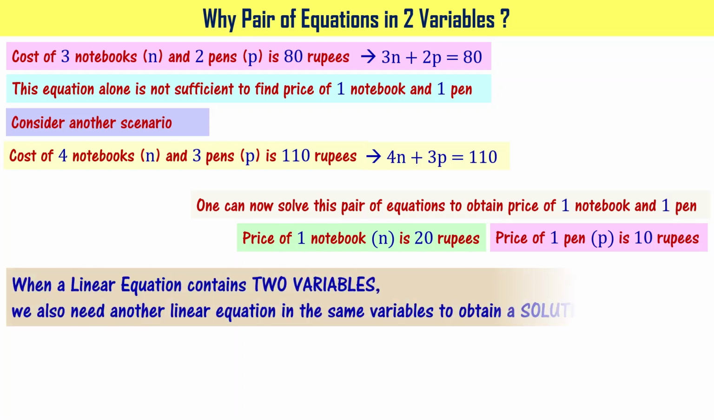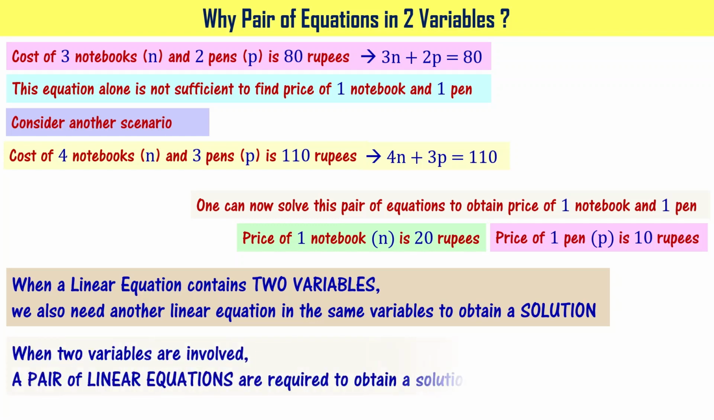The point we have to note here is when a linear equation contains two variables, we also need another linear equation in the same variables to obtain a solution. In other words, it can be stated as when two variables are involved, a pair of linear equations are required to obtain a solution. Please take a note of this.